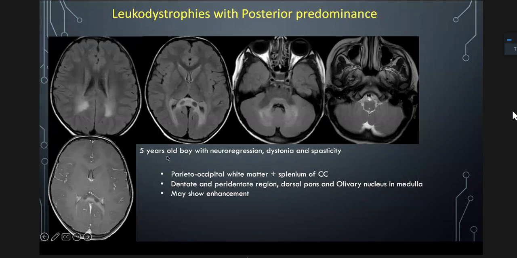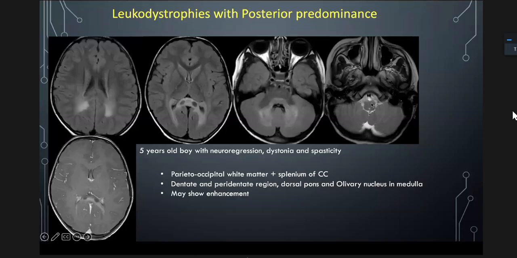Now, here, what do we see? Abnormal signal involving the parieto-occipital white matter. But notice the signal is not as fluffy as the last case. Again, there is involvement of the splenium of corpus callosum, some cystic changes. Also, there is involvement of the dorsal part of the pons, dorsal brainstem, here the dentate, peridentate region, deep cerebellar white matter, and here the CST, the corticospinal tracts are involved in the medulla.